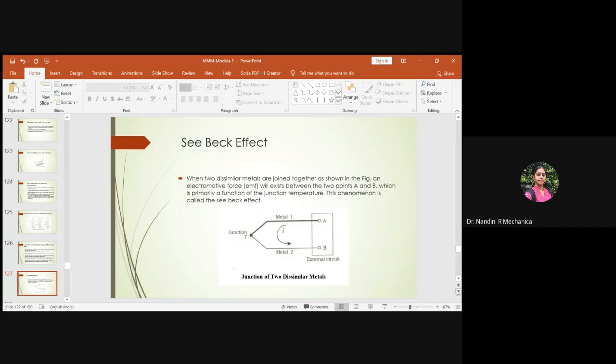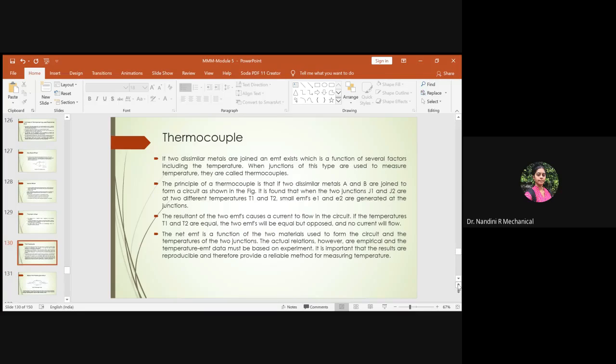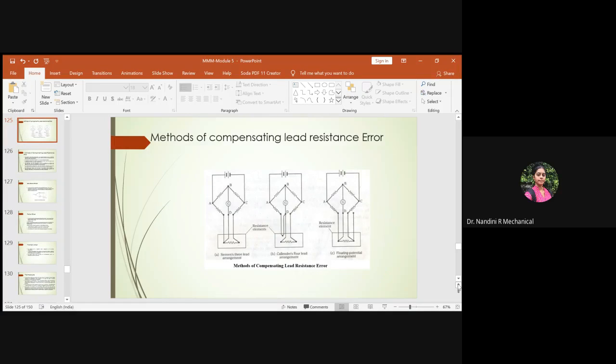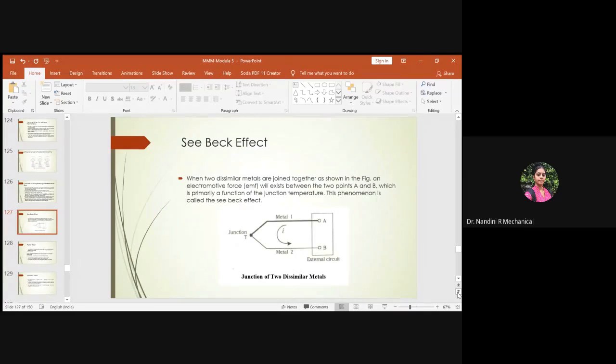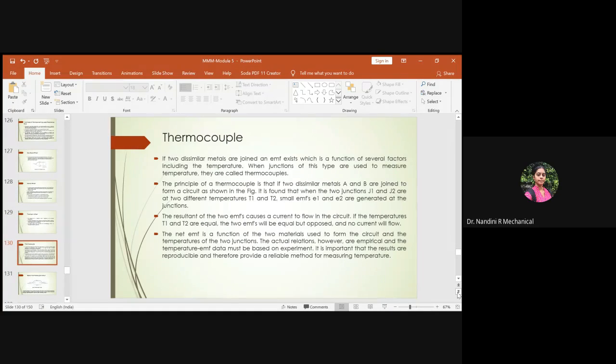Related to these, there are various effects we have to study, which we will do in the next class. They are the Seebeck effect, Peltier effect, and Thomson effect. These are the effects which come into the picture while measuring the resistance in a thermometer. After the thermometer, we have in our syllabus the thermocouple. So the effects of the thermometer and thermocouple we will study in our next class. Currently, I am just winding up at this time. If you have any doubts, you are free to ask.